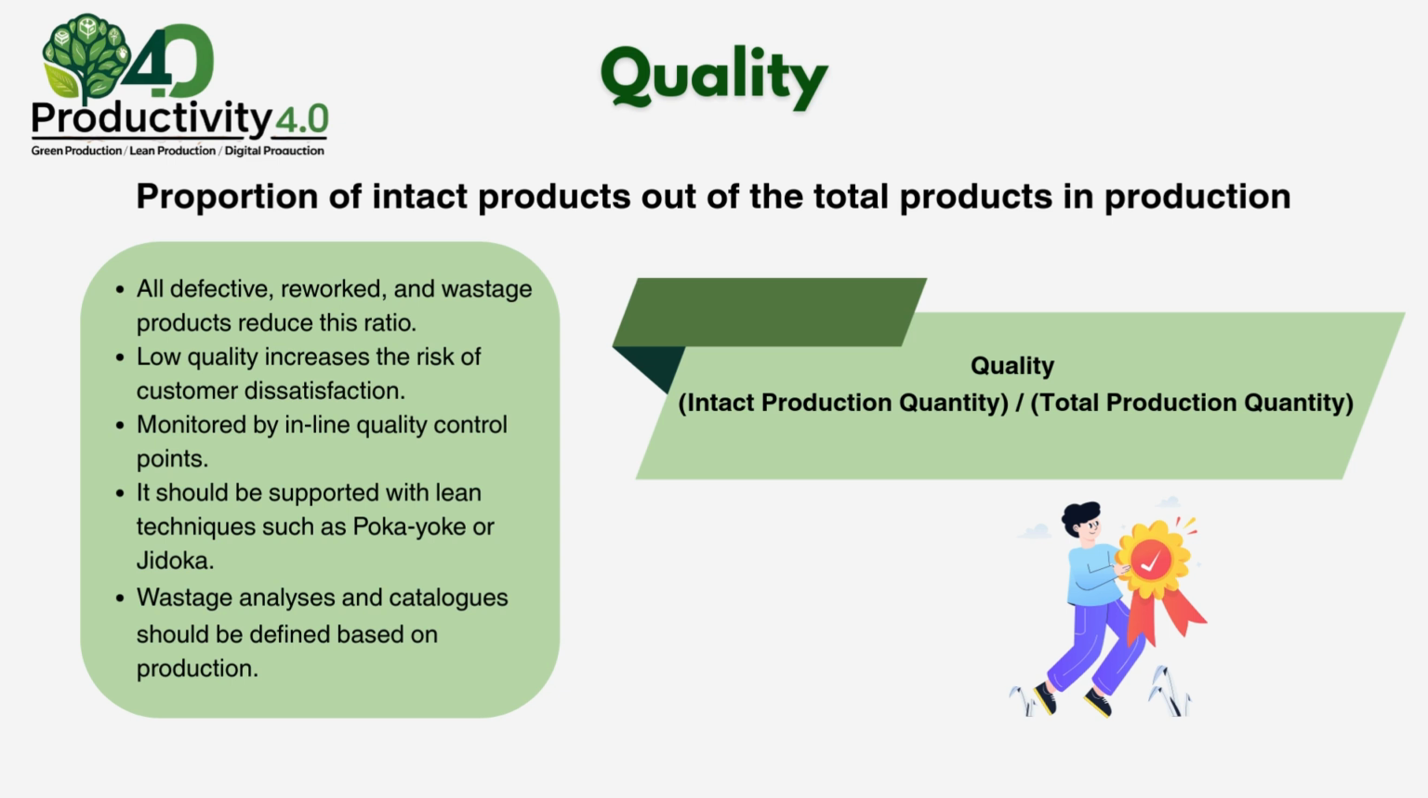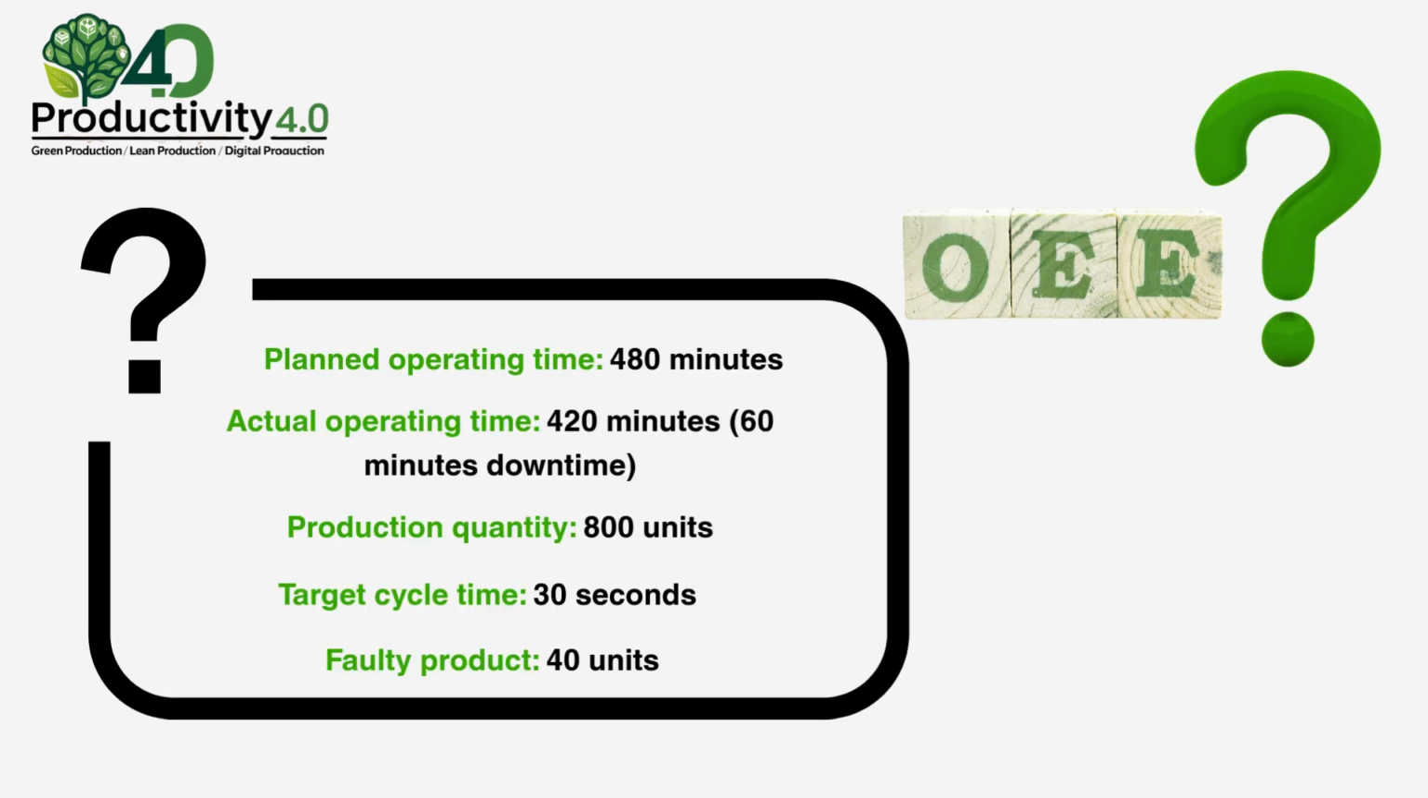Calculating quality is quite simple. Quality equals intact production quantity divided by total production quantity. This ratio clearly shows how efficiently and defect-free the production process was executed and provides guidance for improvement steps related to quality. Our planned time was 480 minutes, but the machine only operated for 420 minutes.